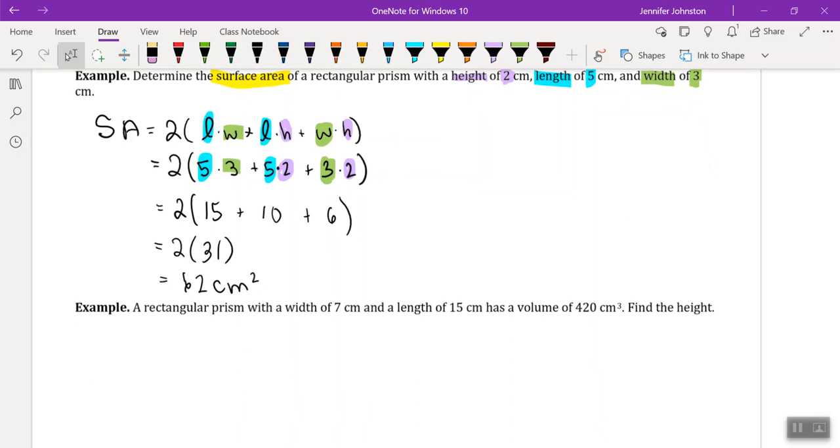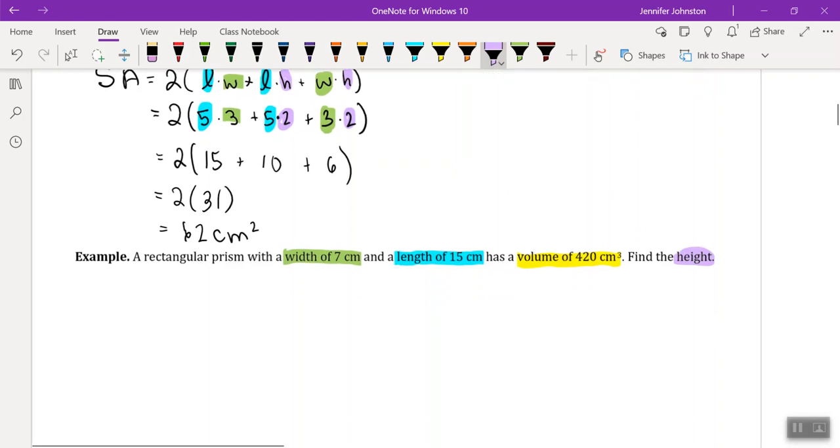Next, we're going to look at another question. This time we are looking at, again, a rectangular prism. We have a width of 7 centimeters and a length of 15 centimeters, but this time it gives us the volume. It gives us the volume of 420 centimeters cubed, and it's asking us to find the height. So we don't have the height. So let's go find the height.